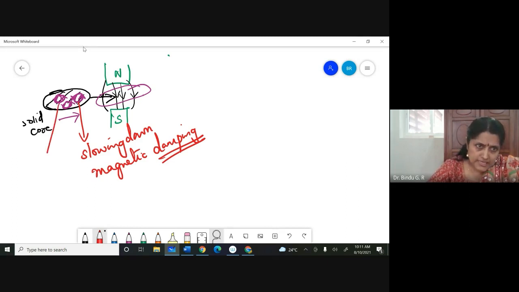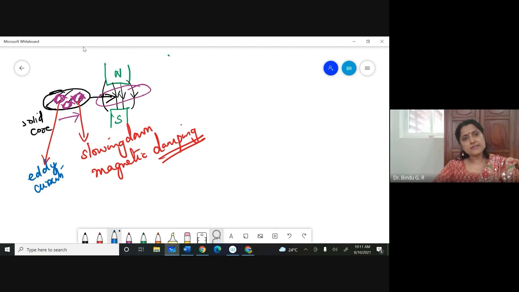And what are these currents known as? I hope you all remember, these currents are known as eddy currents. Now, eddy currents bring in eddy current losses. You will learn about it later on also. Eddy current losses bring about a lot of heat also.